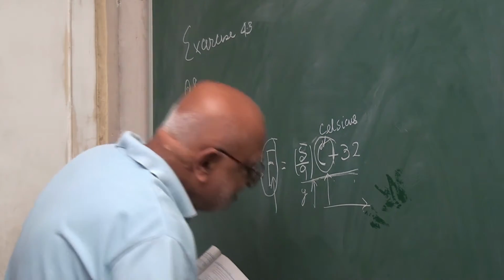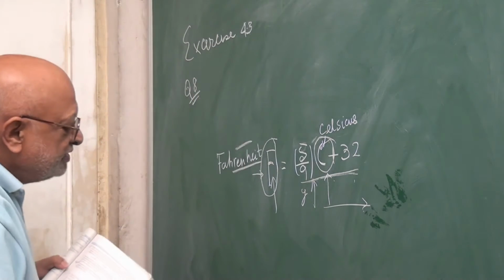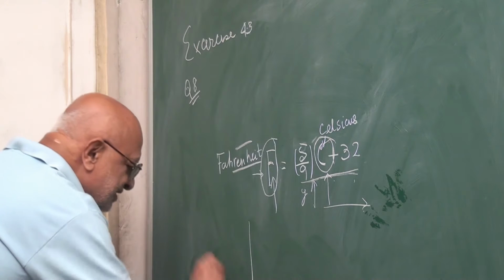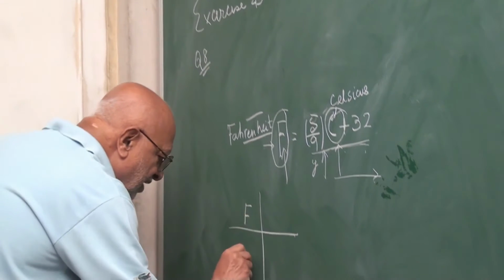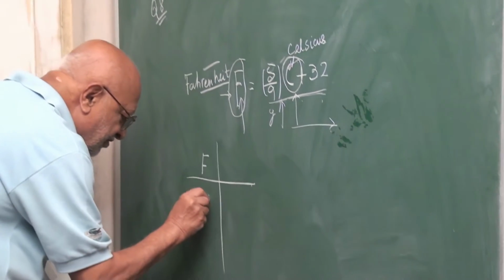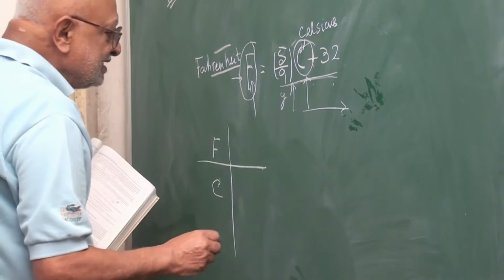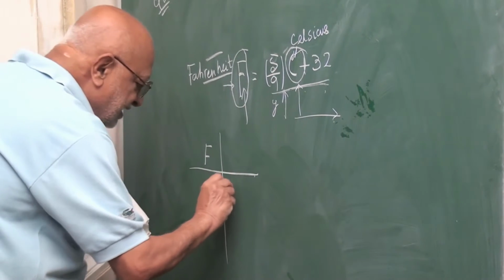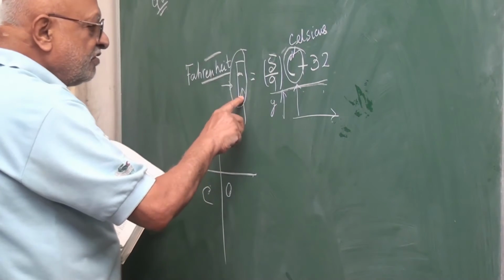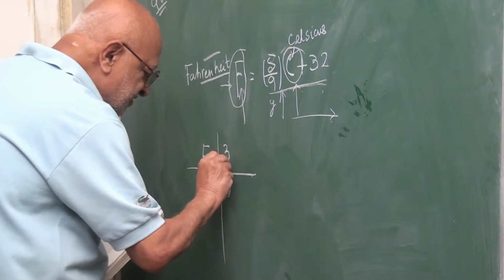To plot this graph, we need points. We need at least 2 points. So I will use Fahrenheit on the top and Celsius at the bottom. To get Celsius equal to 0, I will get a point. Then Fahrenheit will be what? 32. This is done.